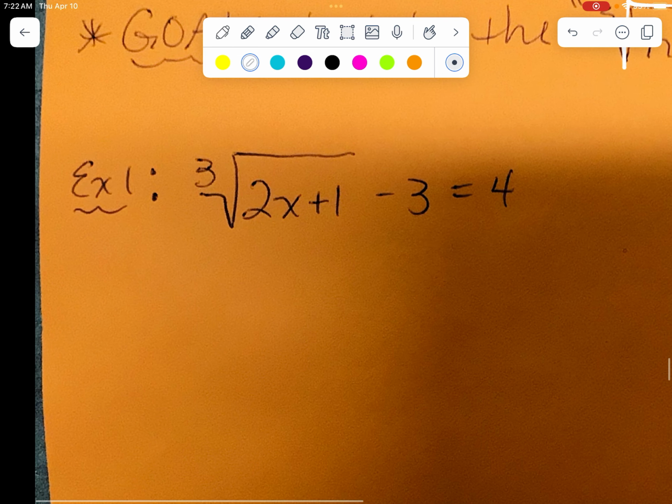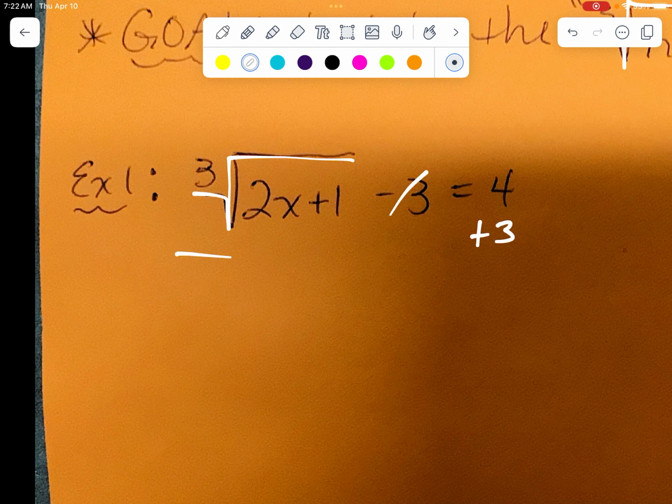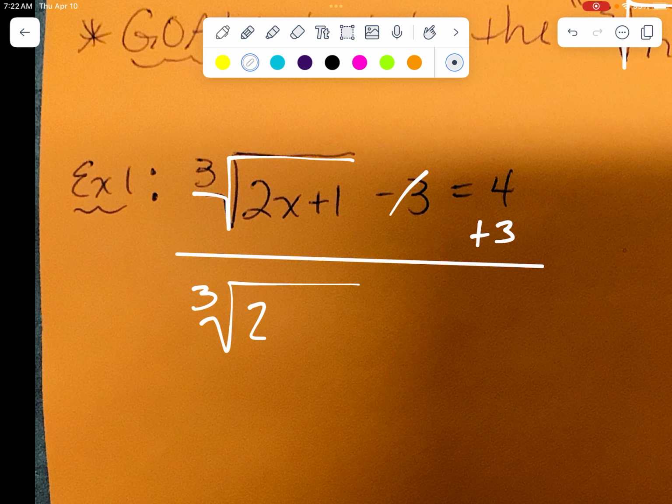Okay, so let's take a look at our first example. The goal is to get this house, the cube root, by itself. So we have this minus 3. Do the opposite of minus 3. We're going to plus 3 to the other side. Bring down what we have left. The cube root of 2x plus 1 equals 7.